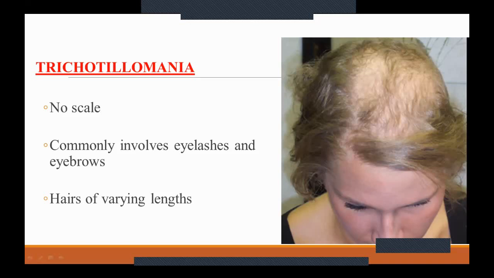The patient may or might not admit about plucking of the hair. But if we see very closely, or we see under the microscope or dermoscope, we see the trauma to the hair. The broken hair or broomstick hair can be seen in trichotillomania, along with variable length of the hair.